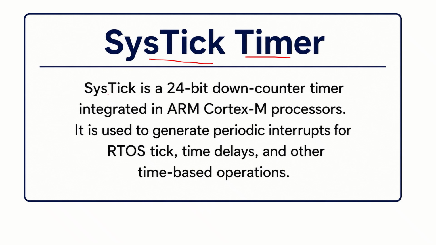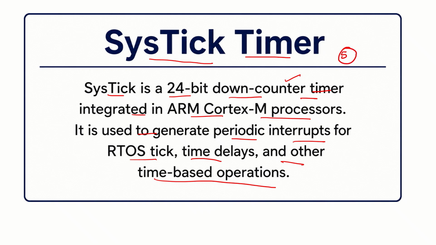See, the SysTick Timer is a 24-bit down counter timer integrated in ARM Cortex-M processors. It is used to generate periodic interrupts for RTOS tick, time delays, and other time-based applications. It's a down counter timer, which means if you load this timer with the value 5, it will count down. First it will make 5 as 4, which is one count, then it will decrement one more count to 3, 2, 1, 0. This is how the SysTick timer decrements the value.